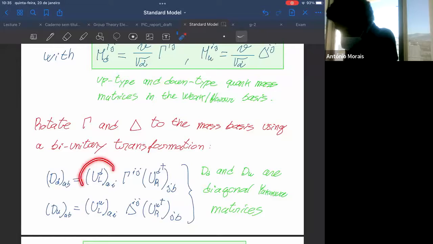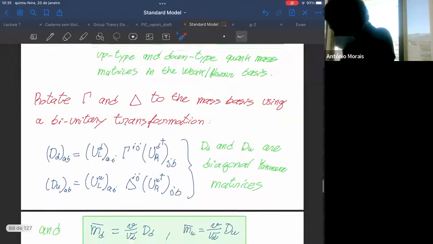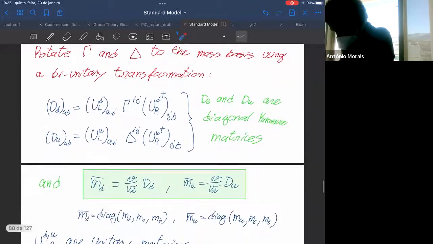So you apply a left diagonalizing matrix on the left, and the right one with the dagger on the right of the Yukawa matrix. Of course, plus the complex conjugation, but it's enough to work with one of the parts.